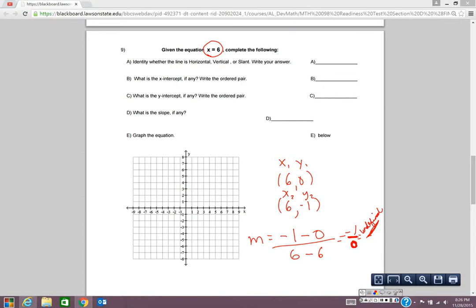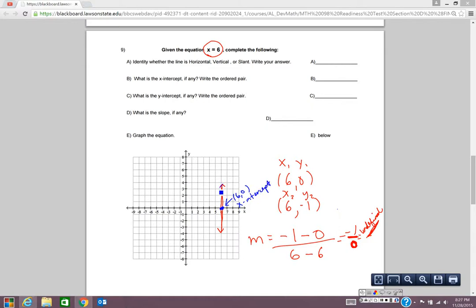And again, our graph looks like this. Notice that it is crossing the x-axis here. Where it crosses the axes, that's called the intercept. So (6, 0) would be our x-intercept.